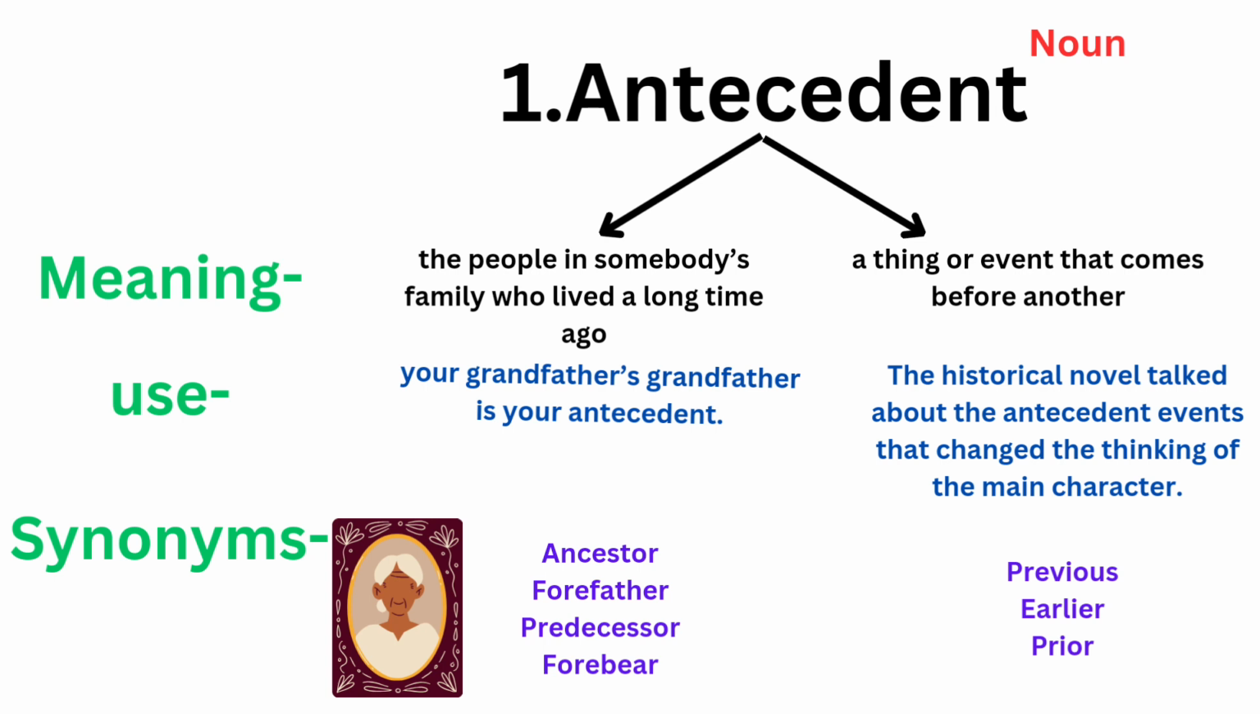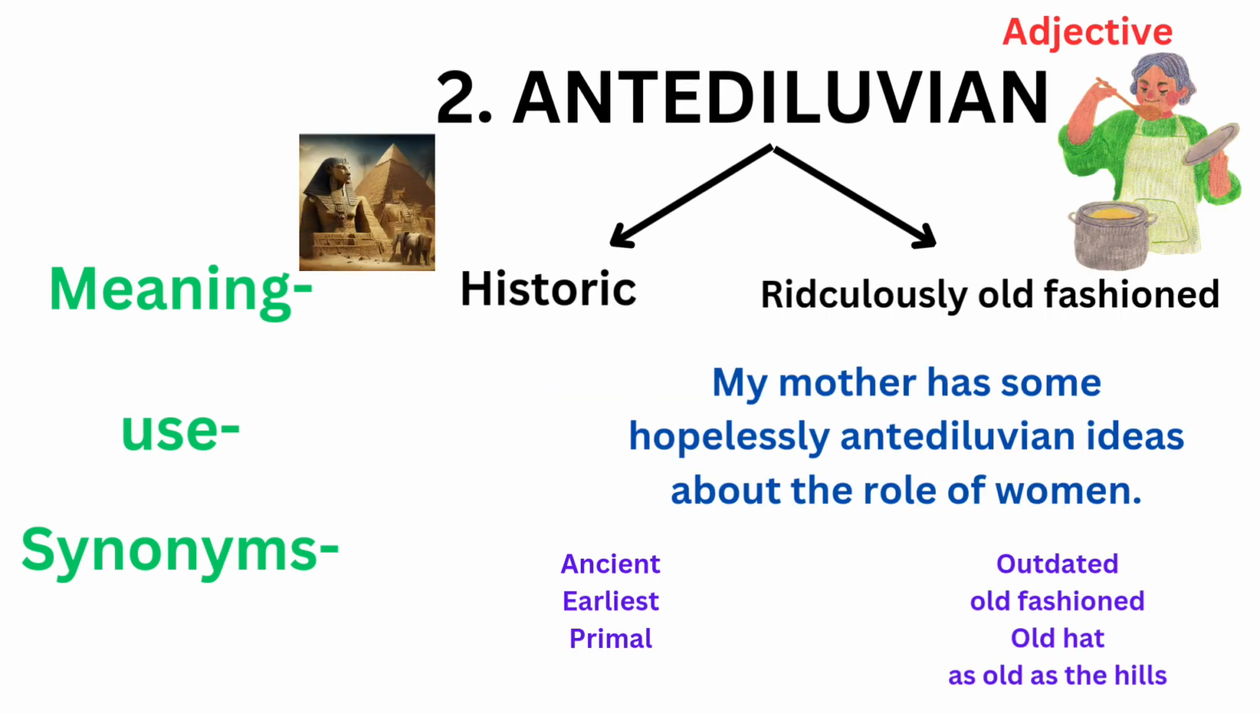So, in the context of the previous example, we can say that the historical novel talked about the previous events or earlier events or prior events also. Let's revise it. Antecedent has two meanings: first, ancestor, and second, prior. Second word is antediluvian, which means historic.